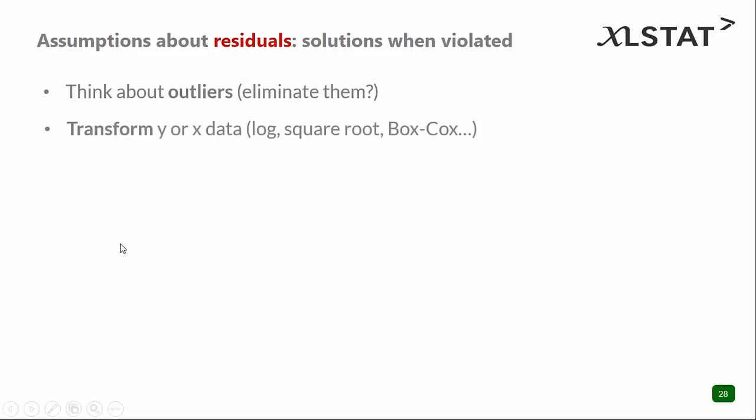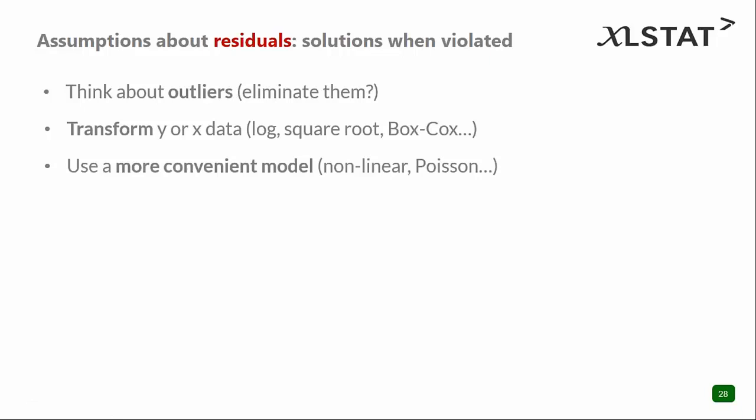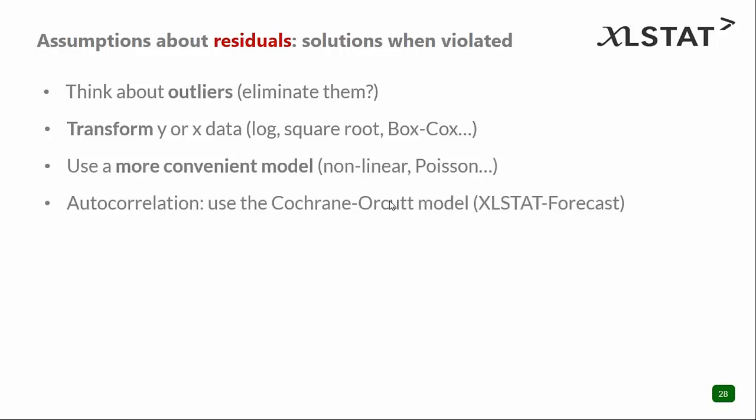Then you can also transform your Y or your X data using transformations such as the log, the square root, or the Box-Cox transformation. And typically we transform the Y data and not the X data, but X data could be an option also. So sometimes this kind of transformation can make your residuals get closer to the assumptions. So you transform your data, rerun your model, and check the assumptions on the residuals of the model built over the transformed data. You can also use a more convenient model. You can use a nonlinear model or a Poisson model. You can also use the Cochrane-Orcutt model when you have typical periodic autocorrelation. This feature is part of the XLSTAT forecast solution.